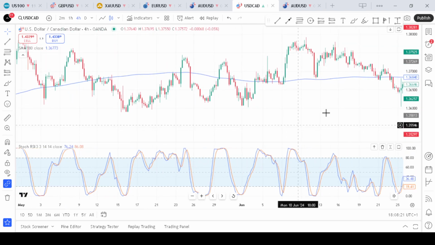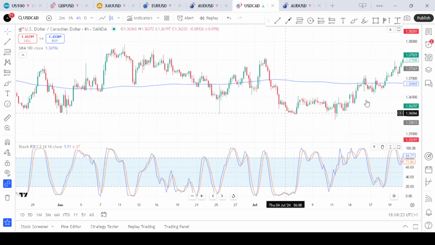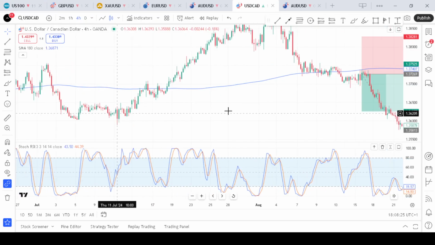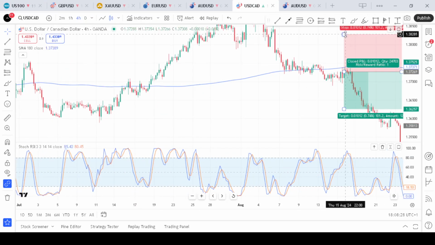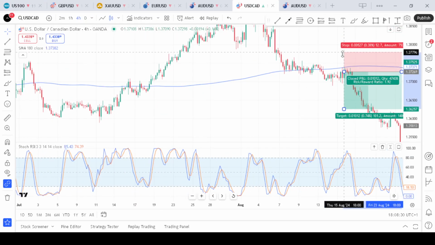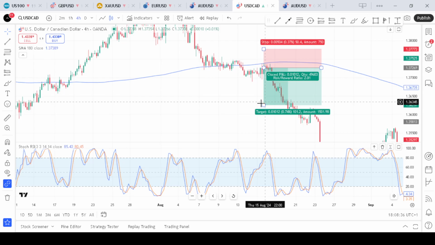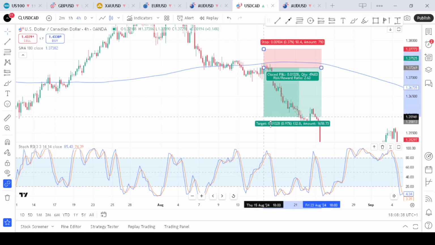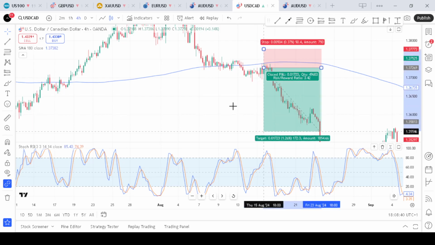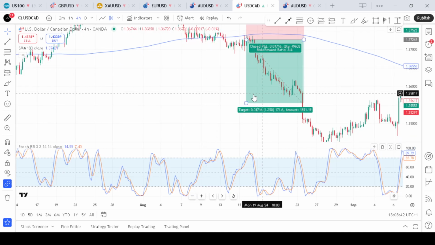While in a sell trade, you set your stop loss above the swing high, 50 pips above the swing high, to give the trade enough room since you are swing trading. Your take profit should be a minimum of 1:2, 1:3, as the case may be.